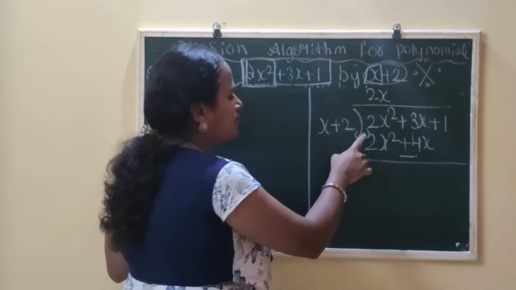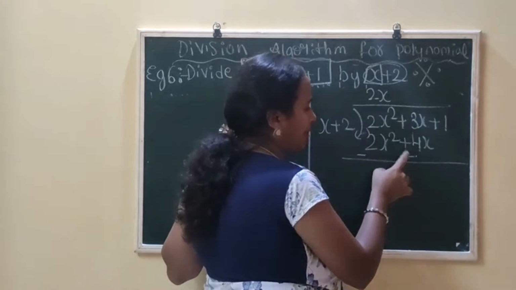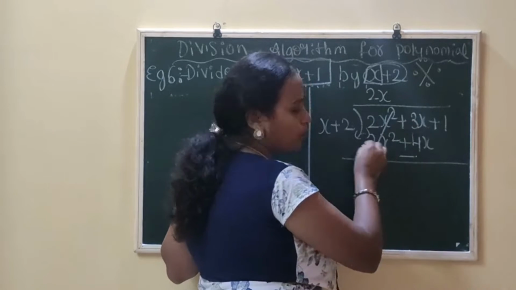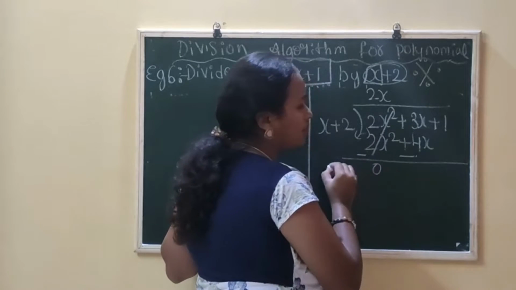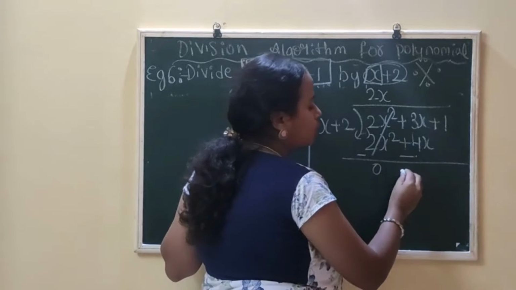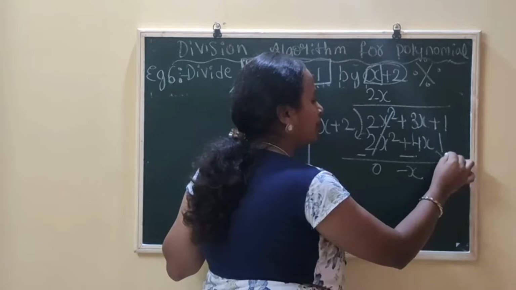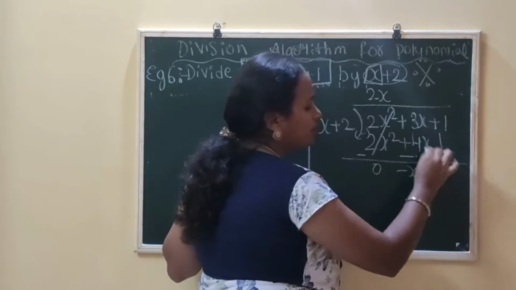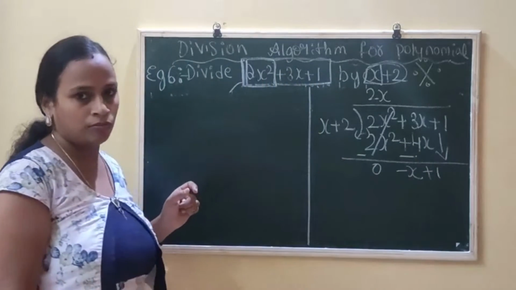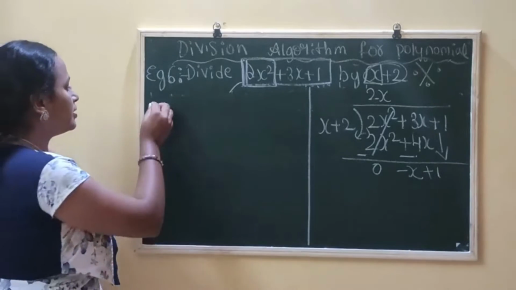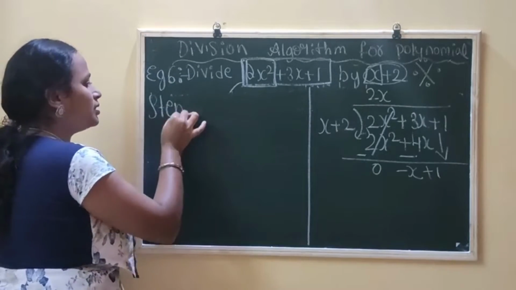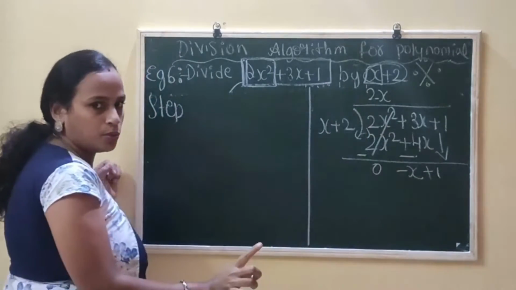Plus into minus is minus, plus into minus is minus. Plus 2x square and minus 2x square is gone, so this will give you 0. Plus 3x and minus 4x is minus x. Now I will bring down the next term, which is 1. Up to quotient 1 it is done.